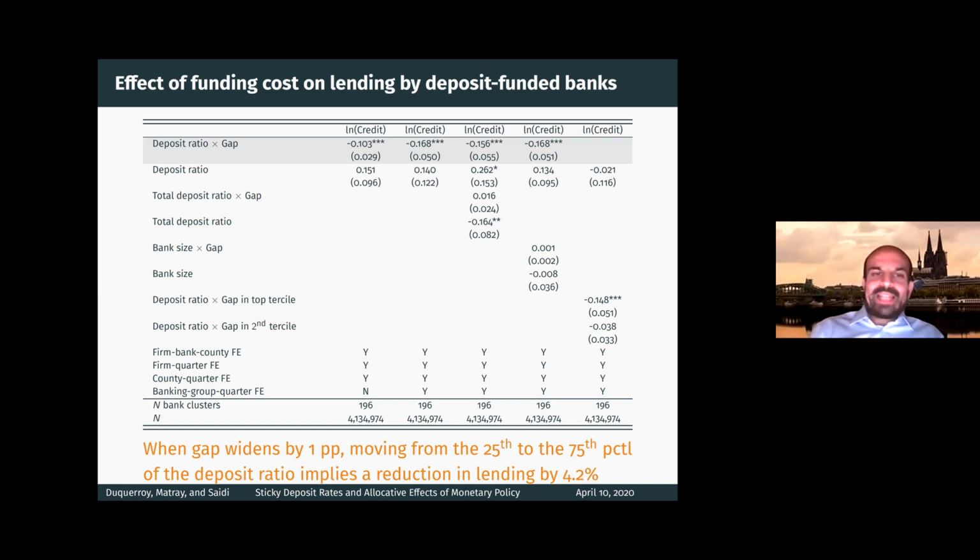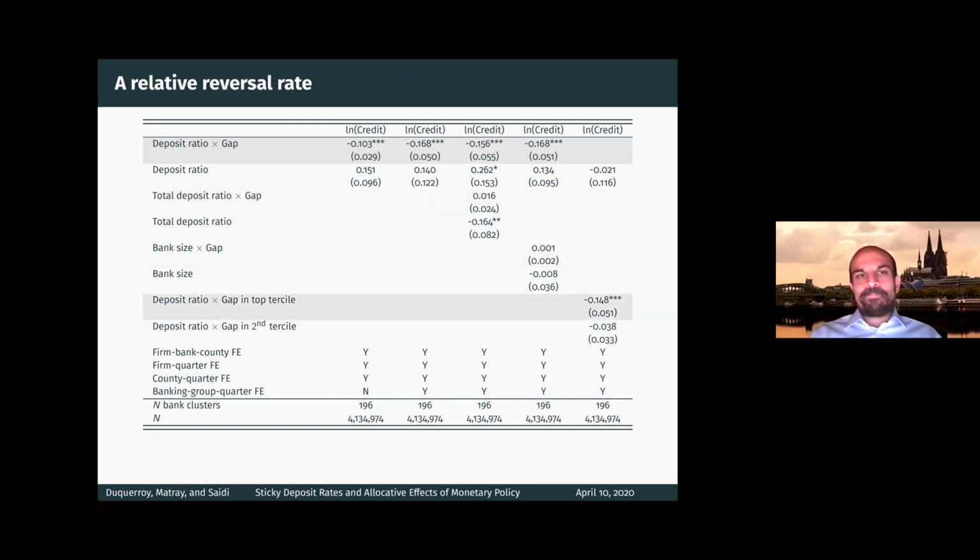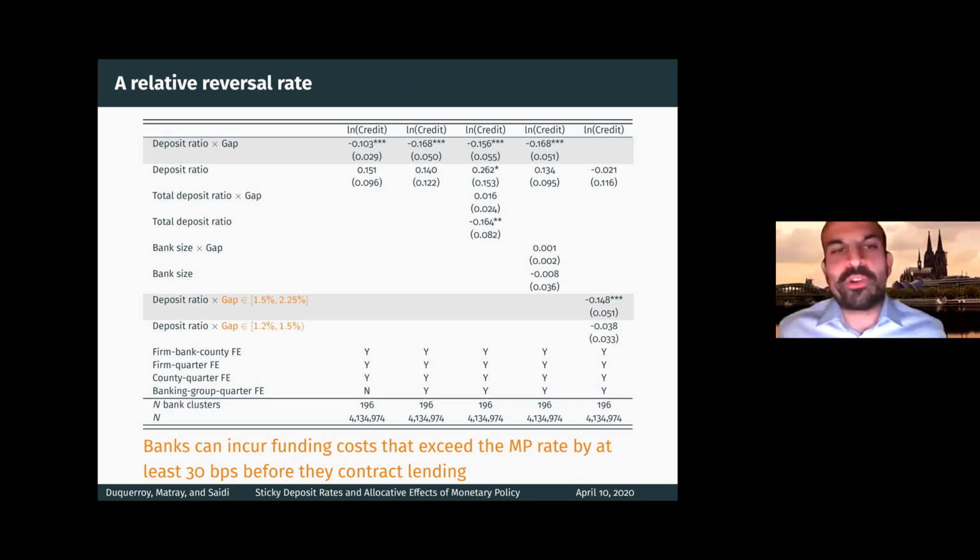The last thing we do is, instead of looking at a continuous gap, look at the gaps in the top and second tercile, and the omitted category would be the third tercile. And what we see is that the effect is all driven by the gap being in the top tercile. Now let me show you what the range of these gaps is according to the terciles. What you can infer from this is that when you move from the very top of the bottom tercile to the very bottom of the top tercile, which is roughly 30 basis points, then you know that banks start contracting their lending.